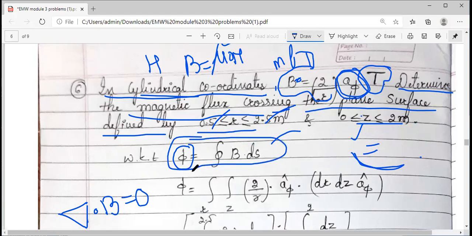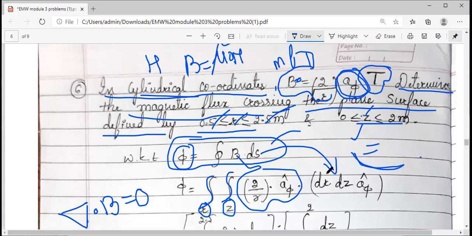With this background, this is the formula we have to use for flux. To find the flux phi, we will use this formula. You can see this is a surface integral, so two integrals will come. One range is for R, one range is for Z. That is what is given to you even in the question. And I have substituted the given B. And what is ds?